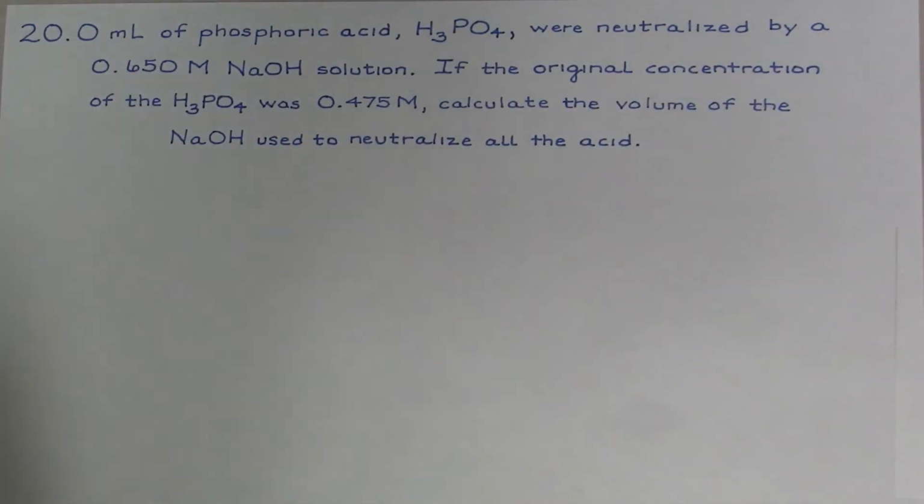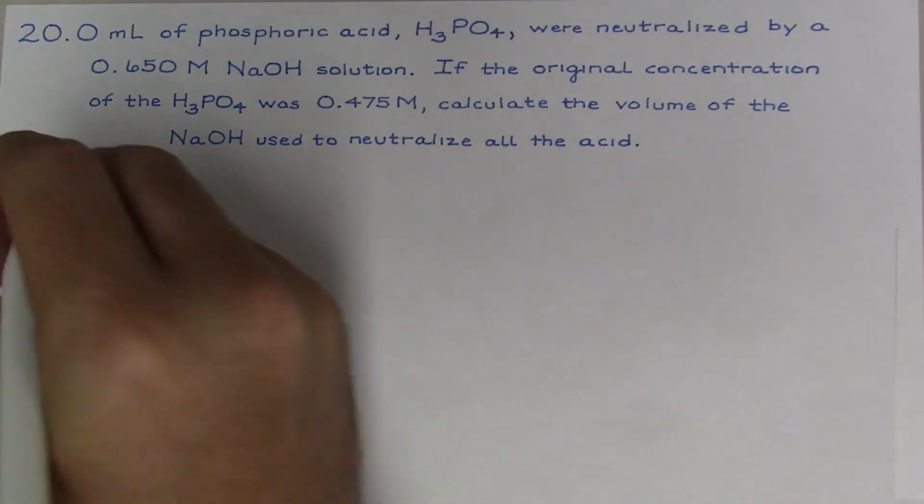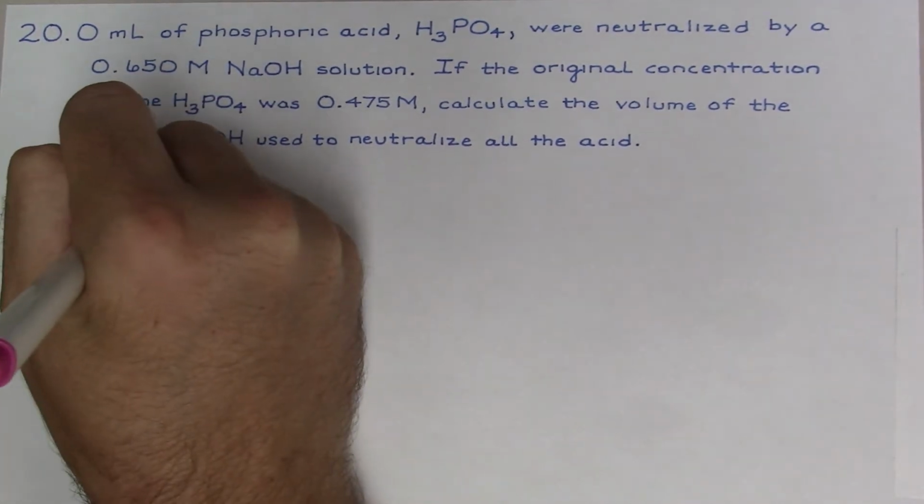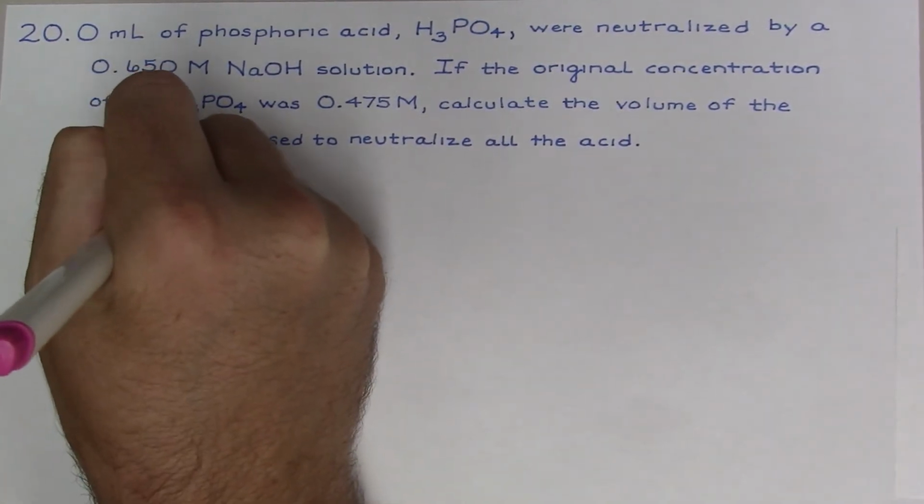Our second problem for today states: 20 mL of phosphoric acid, H3PO4, were neutralized by a 0.650 molar sodium hydroxide solution. If the original concentration of the H3PO4 was 0.475 molar, calculate the volume of sodium hydroxide used to titrate all the acid. The first thing that we should do is write our balanced chemical equation.